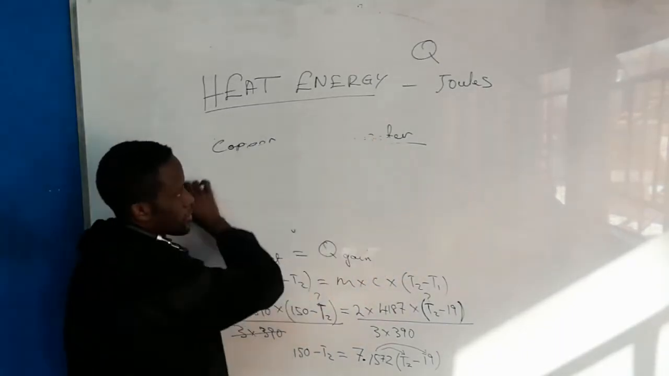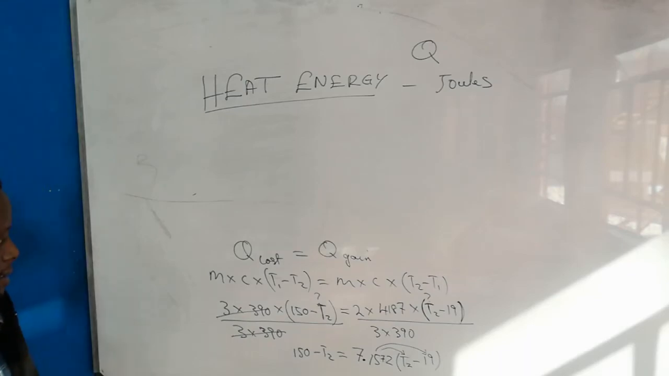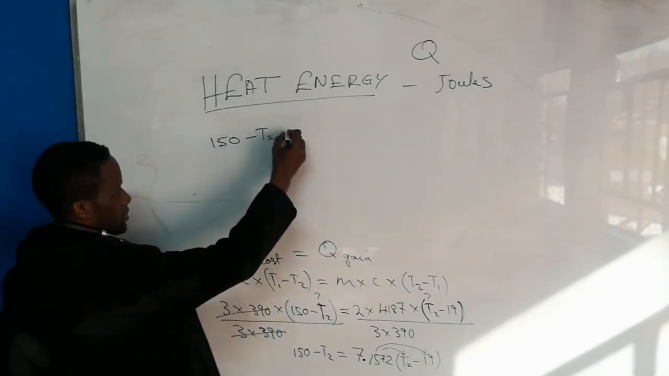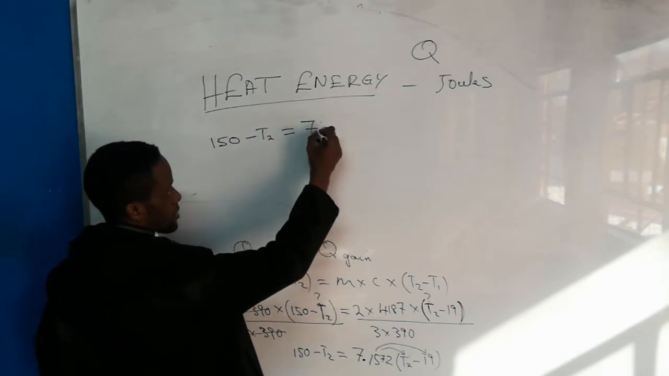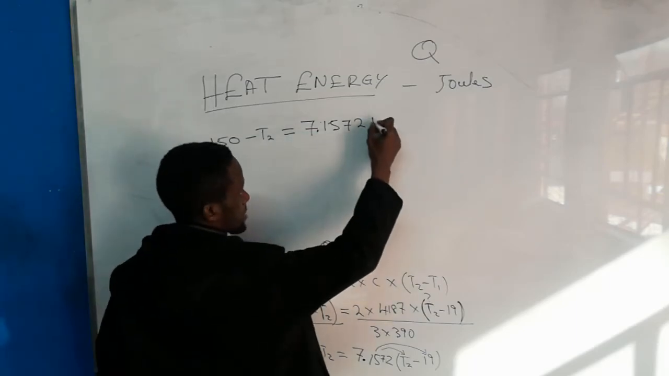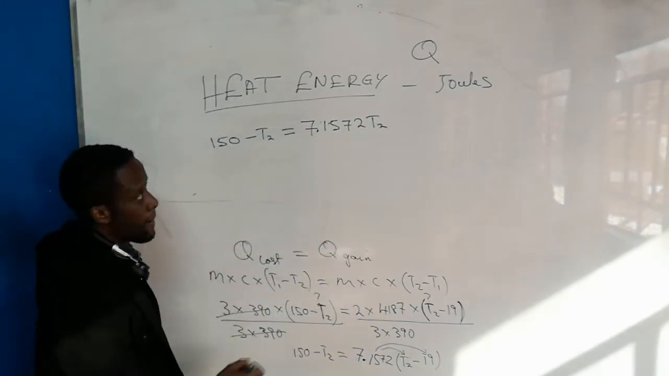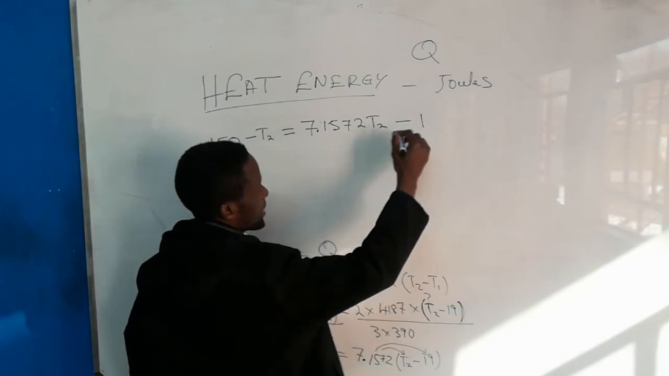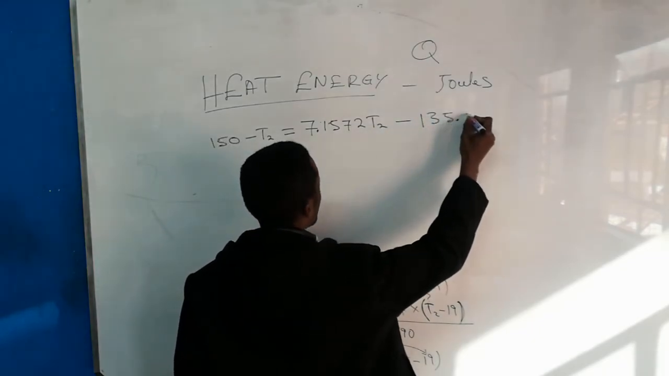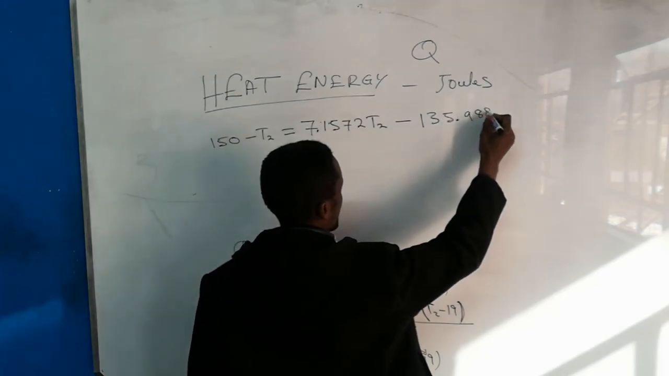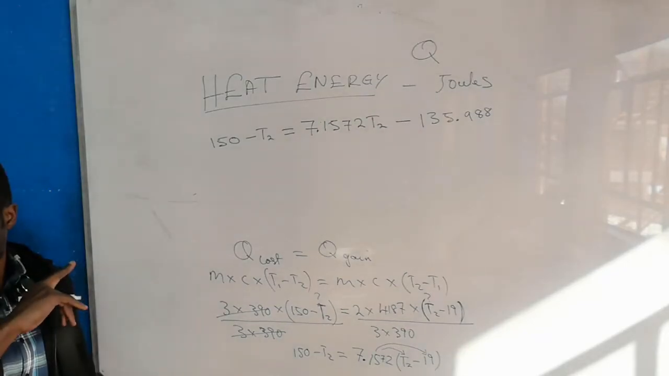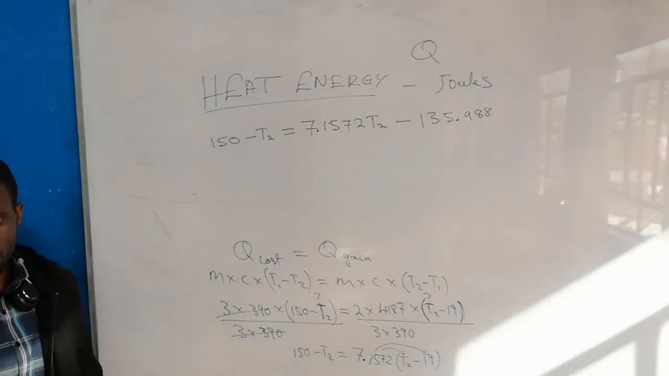Calculations, move to the top. We'll still have our 150 minus T2 is equal to 8,374 T2 minus 159,106. Do we agree? I don't have the calculator, so I'm depending on your calculations.